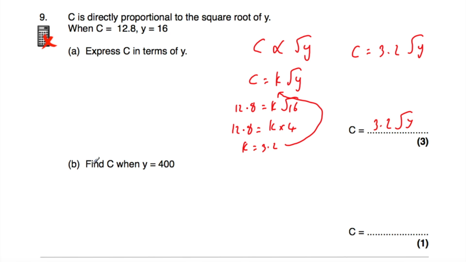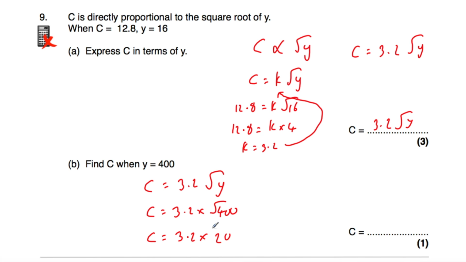Okay, and then if we go on down to part B, it says find c whenever y is equal to 400. So we're going to substitute now 400 into the formula. We have the formula c is equal to 3.2 multiplied by the square root of y. Whenever y is equal to 400, we're going to get that c is equal to 3.2 times the square root of 400. And the square root of 400 is 20. So we get that 3.2 times 20 is equal to c. And when we do 3.2 times 20, you can times by 10, which is 32, and times by 2, which would be then doubling it, which would be 64. So c is equal to 64, and that's it.